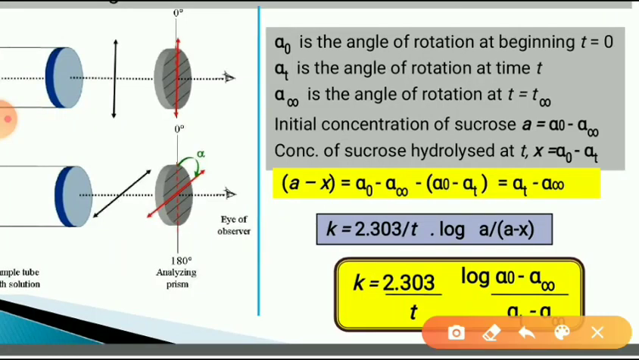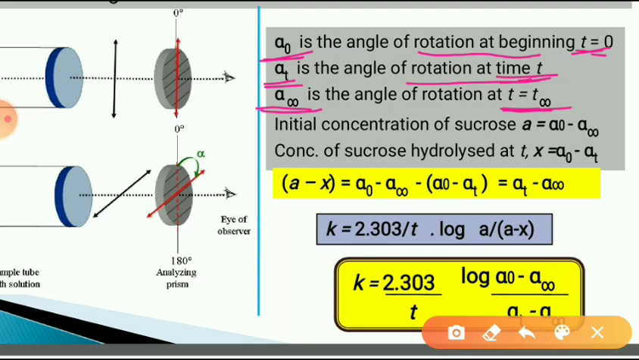Now alpha 0 will be the angle of rotation at the beginning, that is at t0, at the start of the reaction. Now at time t, after some time, the angle of rotation will be alpha t, as the rotation starts to appear to some extent. The reaction will be completed at some point, and the angle of rotation then is counted as alpha infinity.